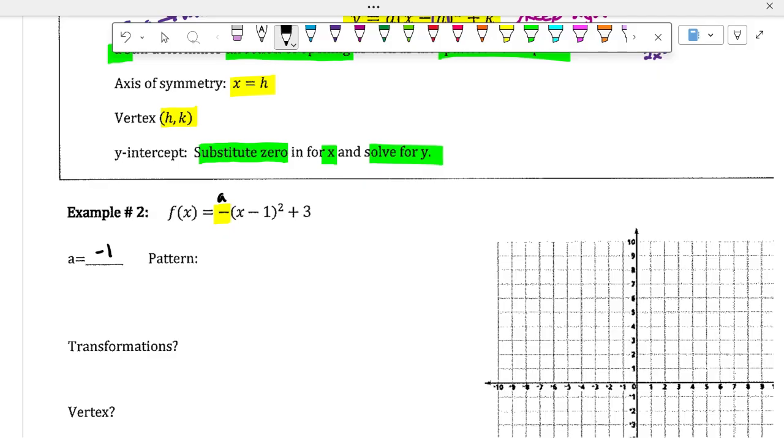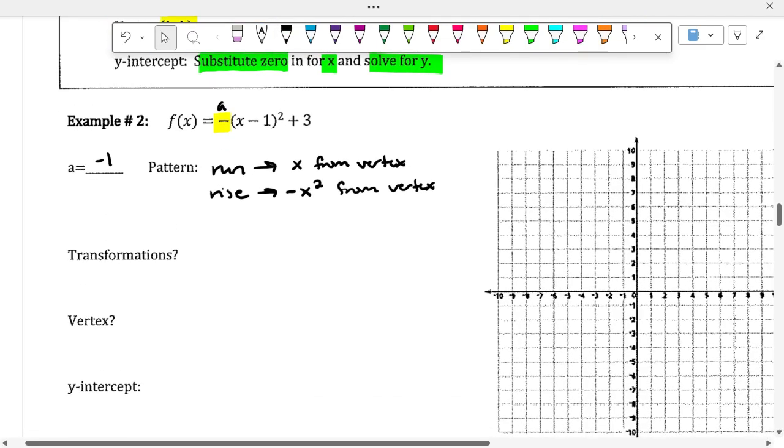So my pattern for graphing is if I run, let's call it x units, from the vertex, I would rise negative x squared from the vertex. So you're always going to square it, but whatever the a value is, that's what you would apply to it for the pattern. Now, again, if the pattern confuses you, by all means, put it in Desmos, get a table, and then plot points. But your table should include the vertex and at least 2 points on either side of the vertex.